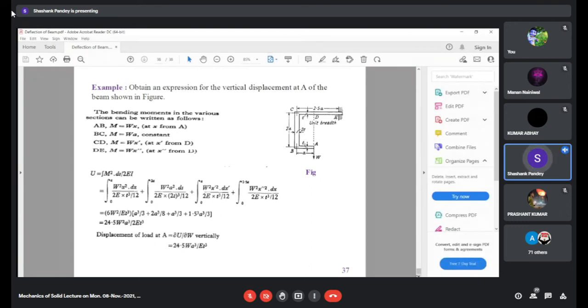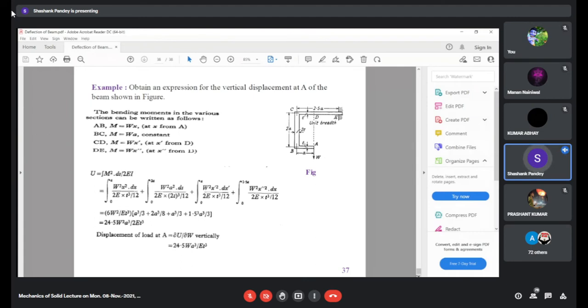And if you look at the portion above, that is CE or CD, we have assumed one length X bar from point D, towards the left, and towards the right of point D we have double X bar. So we can write the corresponding values of the moment.